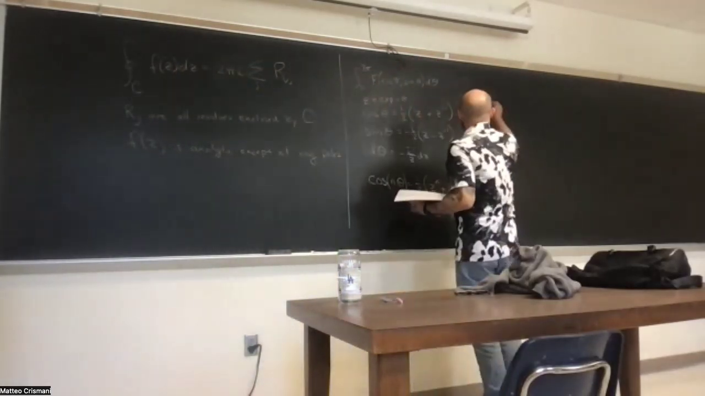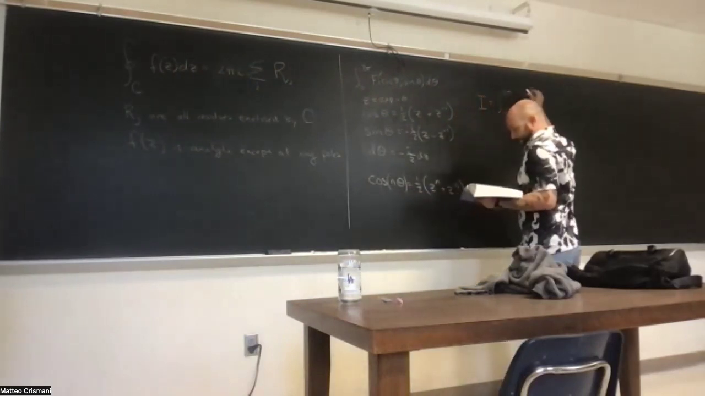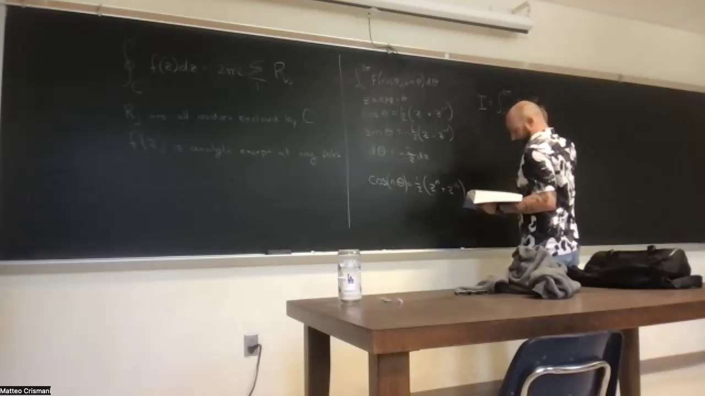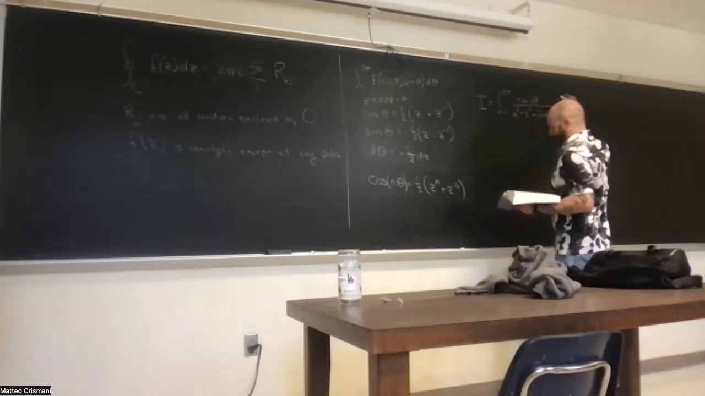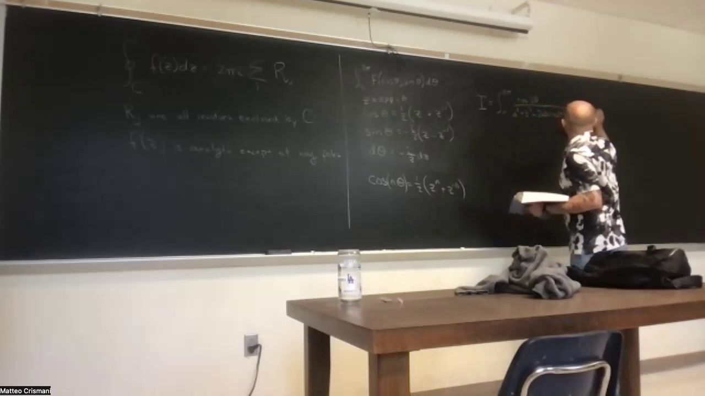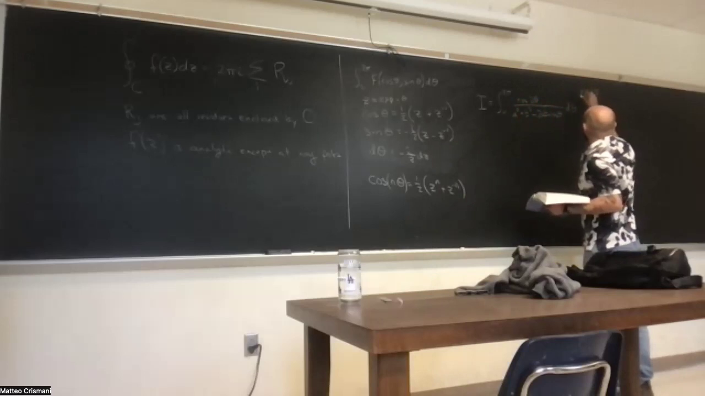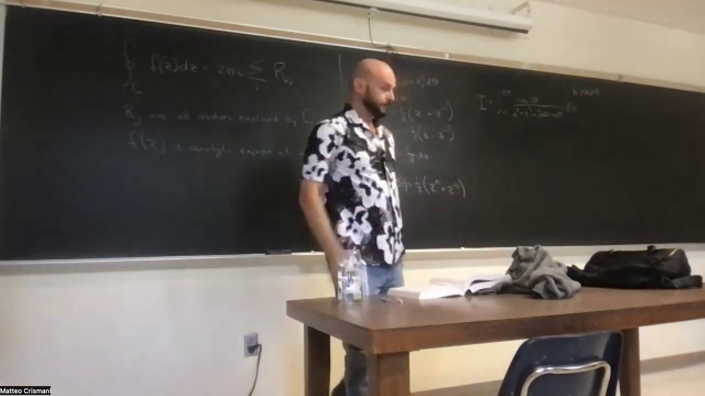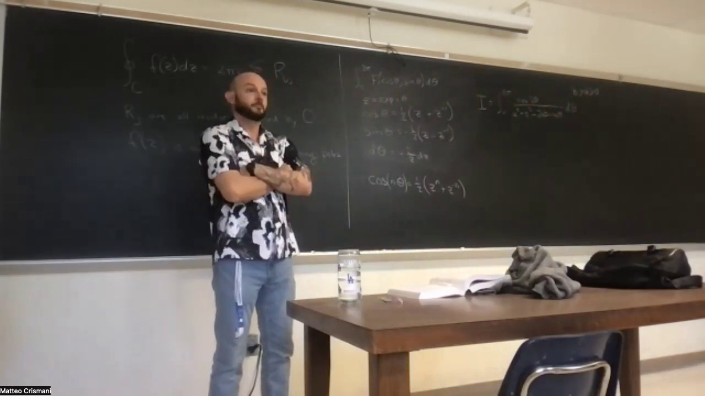Here's the integral, from 0 to 2 pi of cosine 2 theta all over a squared plus b squared minus 2ab cos theta d theta, where a is greater than zero and less than b. What's the answer?